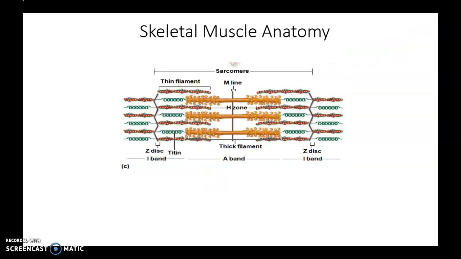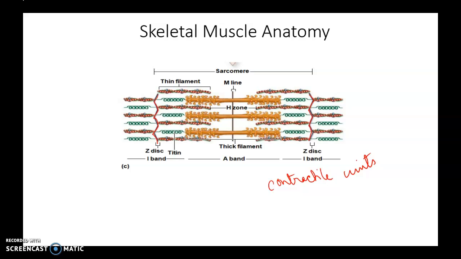All right, so the thick and thin filaments are organized into specific units, and the units are called sarcomeres. Know that the sarcomere is the ultimate contractile unit of skeletal muscle. These are the contractile units of skeletal muscles. And if you look at a sarcomere, it extends from one Z disc, which is here, through another Z disc. So from one Z disc to the next, we have one sarcomere.